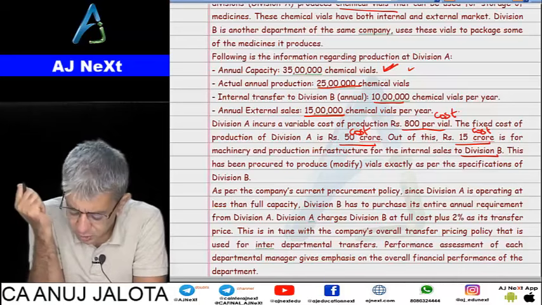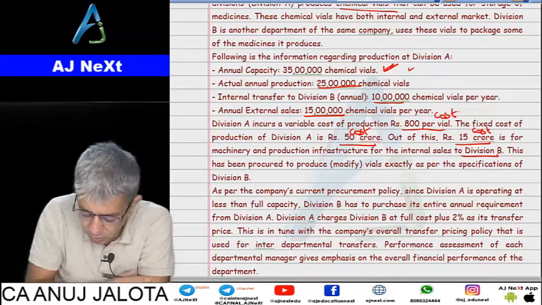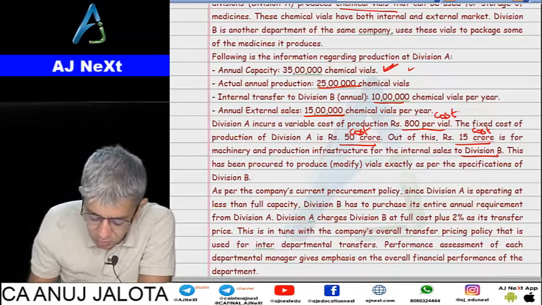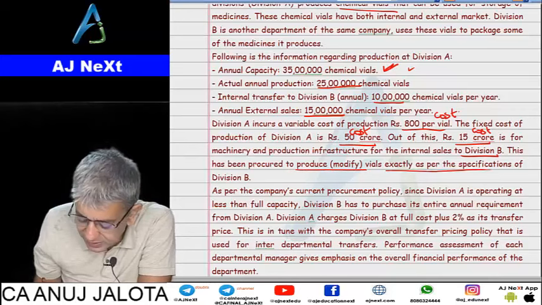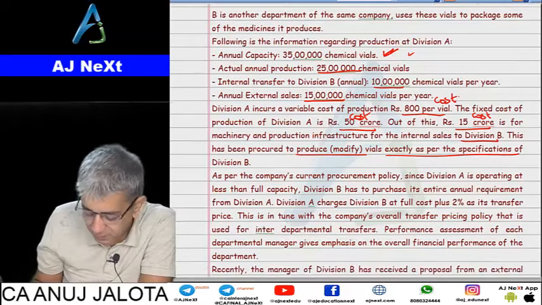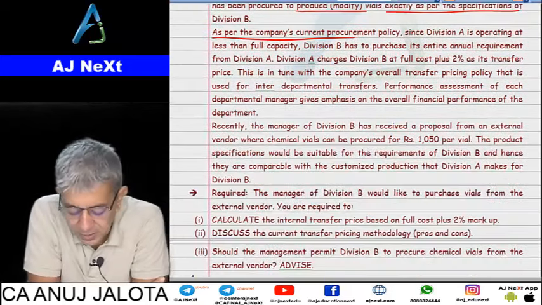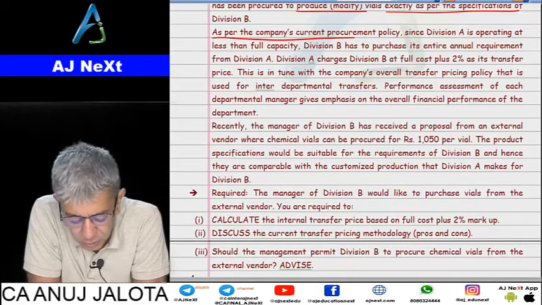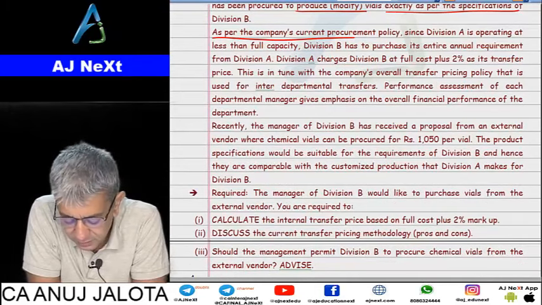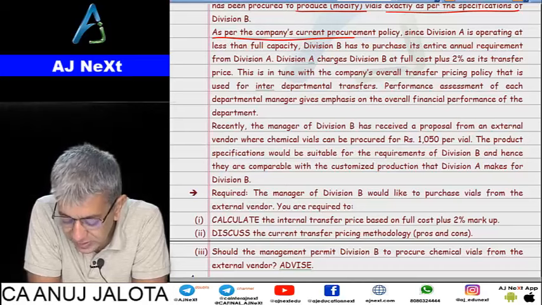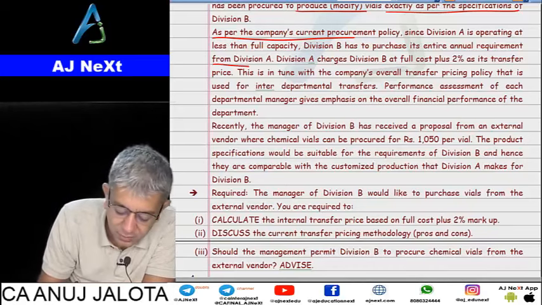For that, that machinery is required. This has been procured. Yeah, so that has come now. This has been procured to produce vials exactly as per the specifications of chemical B. As per the company's current procurement policy, since Division A is operating at less than full capacity, Division B has to purchase its entire annual requirement from Division A.